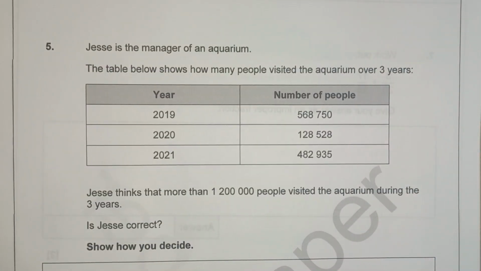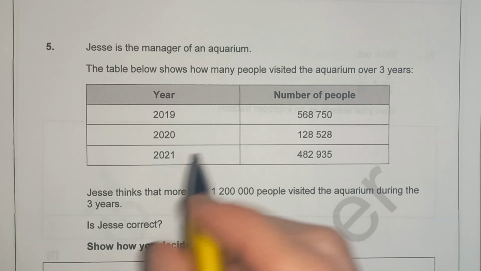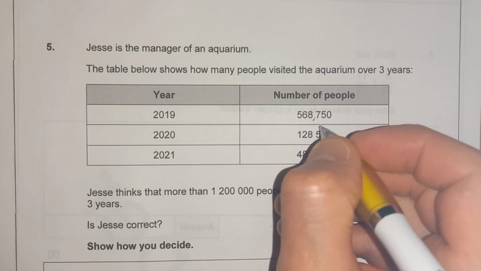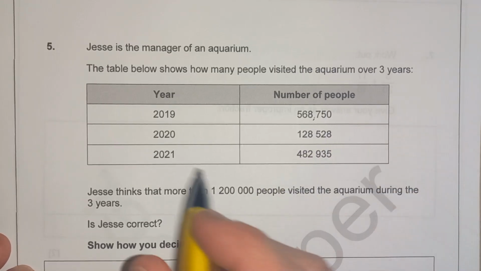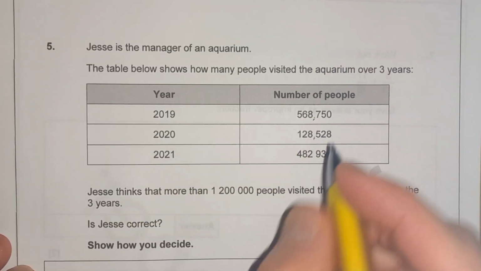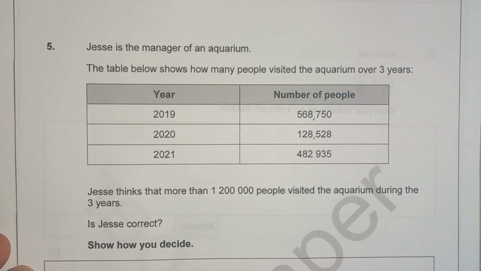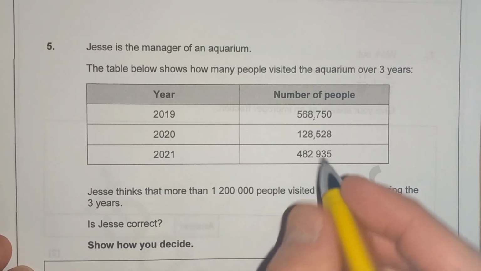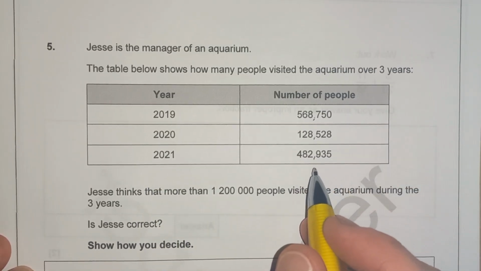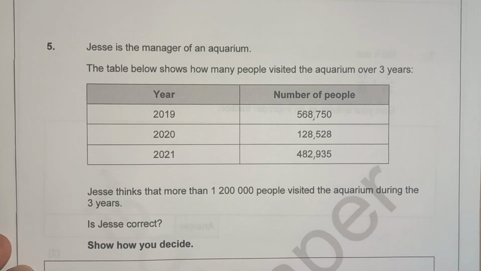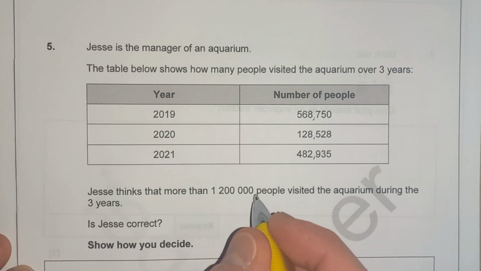Question 5. Jessie is the manager of an aquarium. The table below shows how many people visited the aquarium over 3 years. So in 2019, 568,750 people visited. In 2020, 128,528 people visited. In 2021, 482,935 people visited.